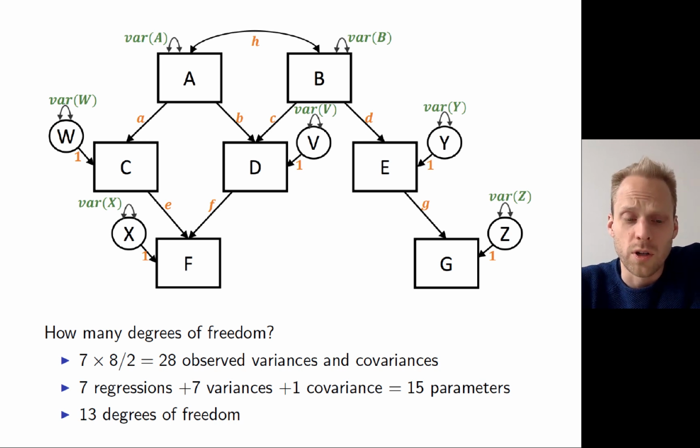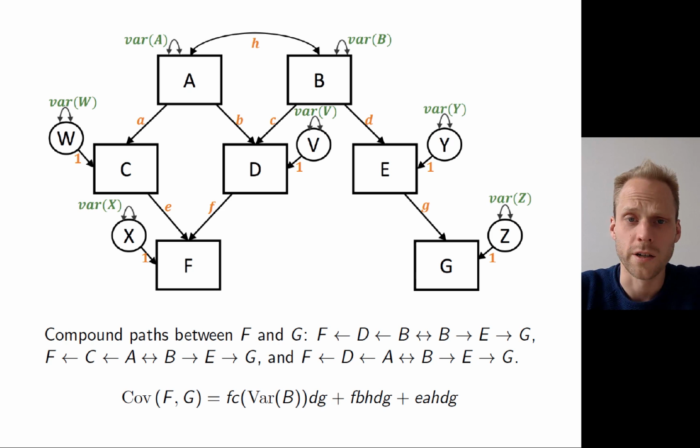Now for that we need to know the implied variance covariance structure of this model. And to do that we can use the expectation and covariance algebra we learned in the previous video lecture. We can do that for every pair of variables. We can compute the implied variance between A and B, A and D, A and F, A and G. It's just quite a lot of work, especially if we use univariate variance covariance algebra. Luckily, there's also an easier way to do this.